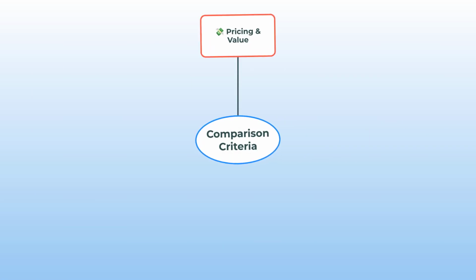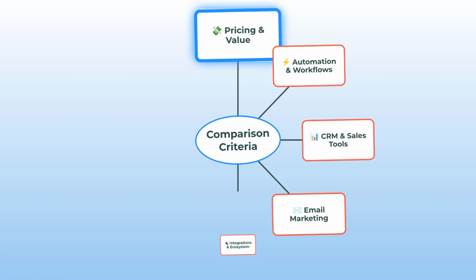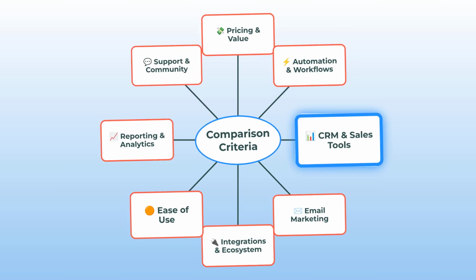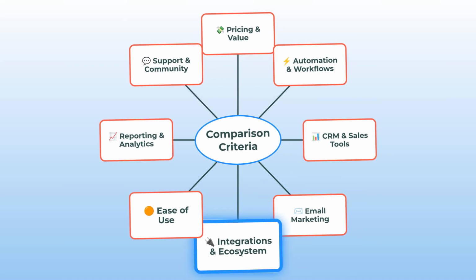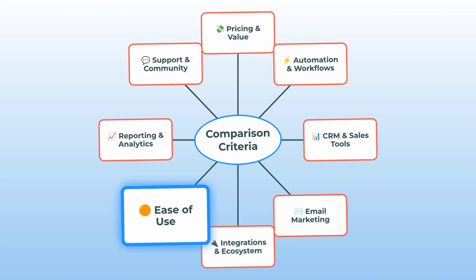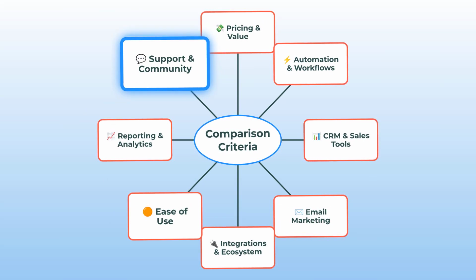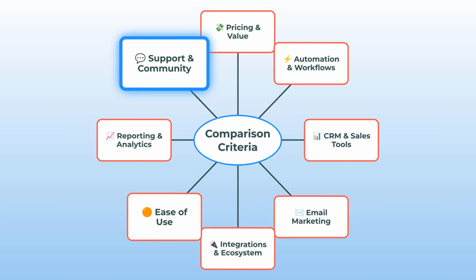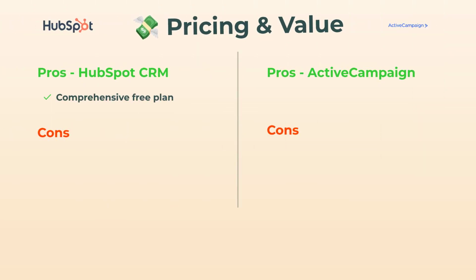Okay, so real quick, here's everything we're putting under the microscope today: pricing and value, automation and workflows, CRM and sales tools, email marketing, integrations and ecosystem, ease of use, reporting and analytics, and finally, support and community. We're breaking it all down category by category. Let's kick it off with pricing and value.